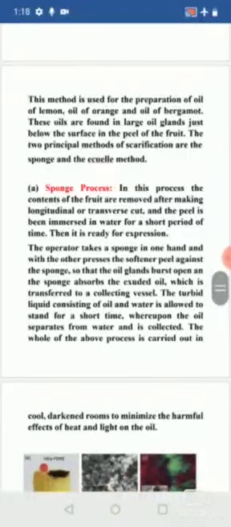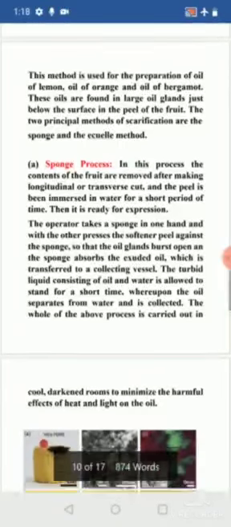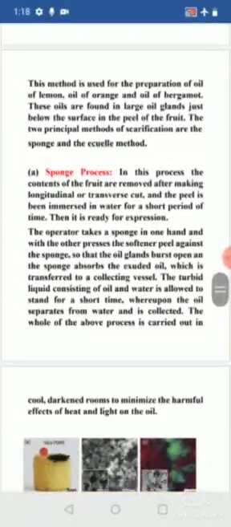Once you press, the rupture of the oil glands takes place, the oil glands burst and exude oil. The exuded oil is absorbed by the sponge. Then you are going to squeeze the sponge into a collecting vessel, and the liquid which you extract or isolate contains oil and water.